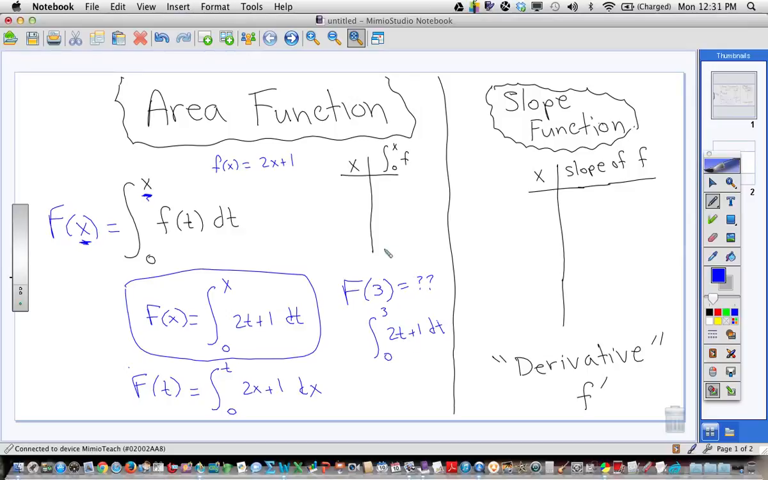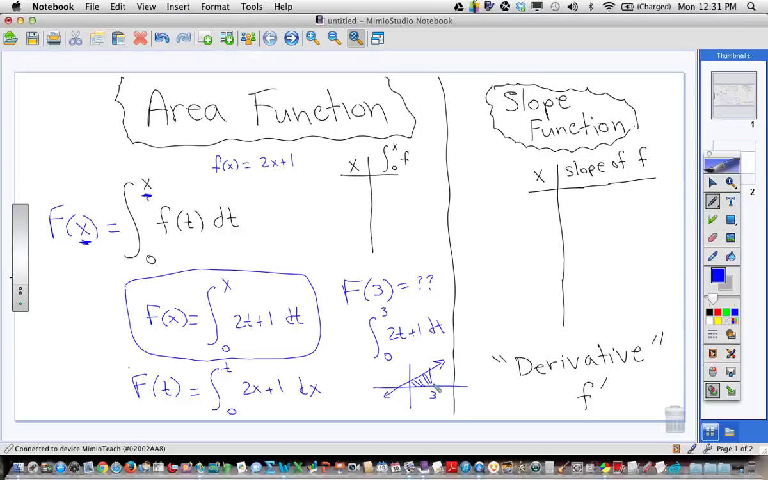Okay? All right. So, on our next quiz, which probably is going to be Friday, I believe, I might ask you a problem like that. I'll give you this function here, say find F of 3. Well, for this particular one, you could graph 2t plus 1. You could go from 0 to 3. There'd be a trapezoid there, right? And you could calculate that area right there.